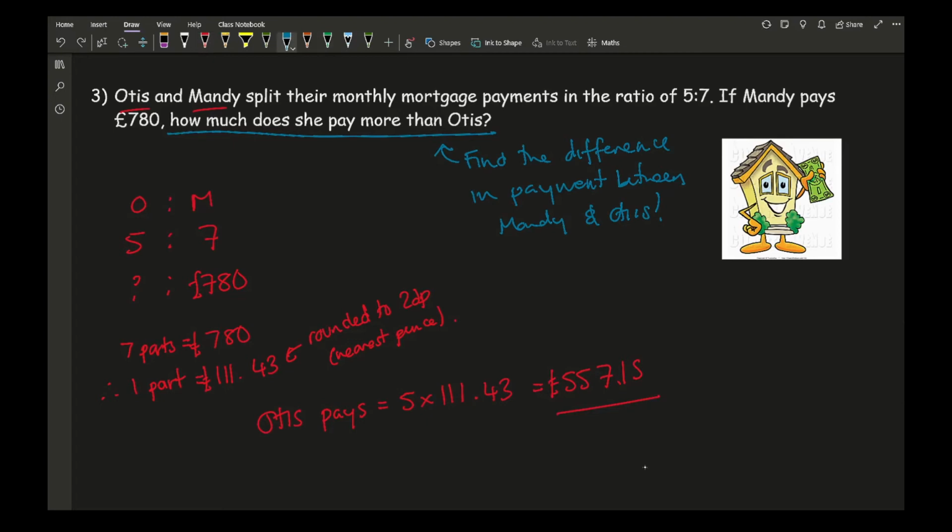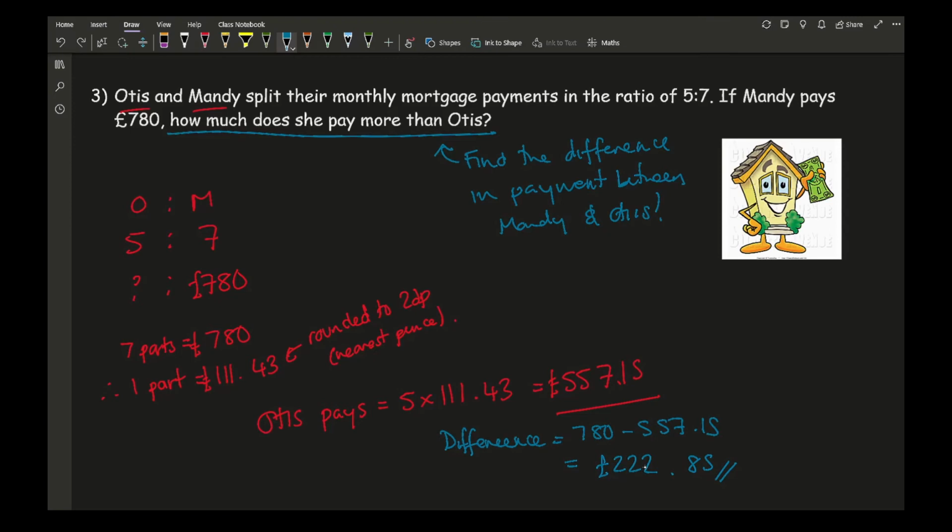So therefore, the difference between the two prices is going to be 780 minus 557.15. And again, typing that into my calculator, I get the answer of £222 and 85 pence. And there is my final answer.